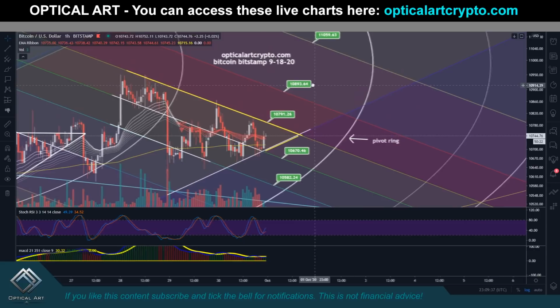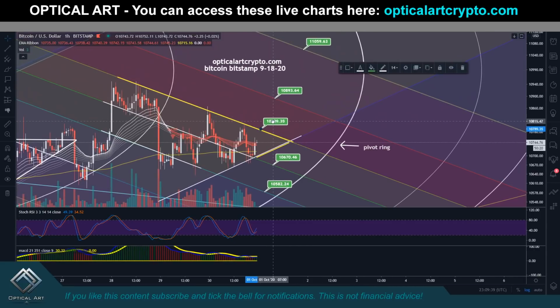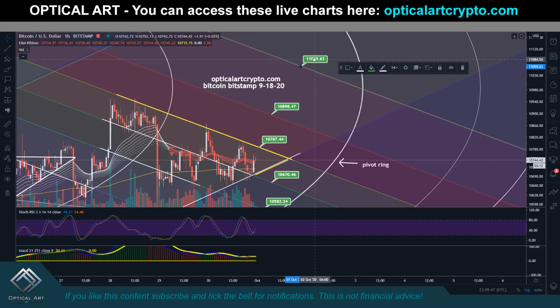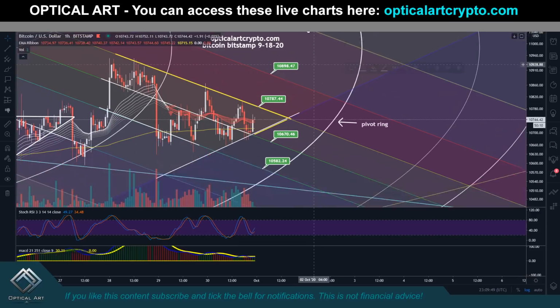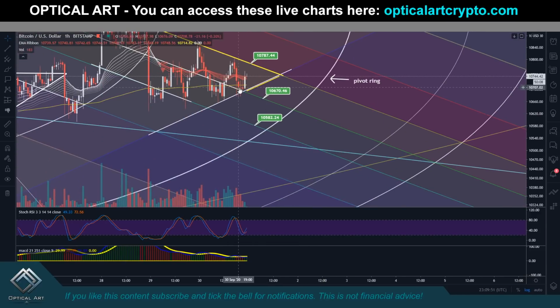But I did want to give you some targets to the upside. So your first target to the upside, obviously, is the top of this wedge, 10,787. You push above that, potentially 10,898. Up here is around 11,061. If we break to the downside, obviously you still have this support level here. I'm pretty sure we'll break that. This is currently your support around 10,692.